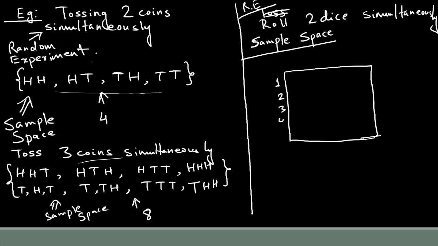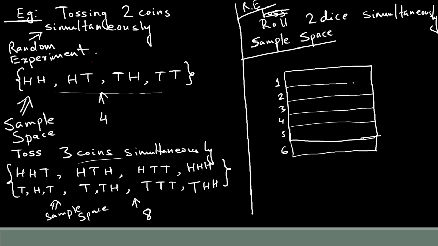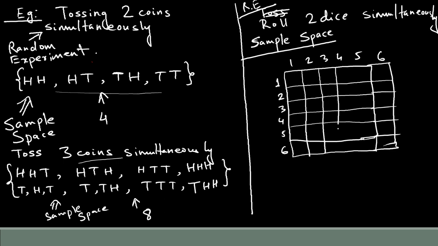One, two, three, four, five, six. You write 1, 2, 3, 4, 5, 6 in the columns, and you write here 1, 2, 3, 4, 5, 6 here as well. Here it will be, let's draw these boxes. Okay. So when you roll two dice simultaneously, what can be the sample spaces?